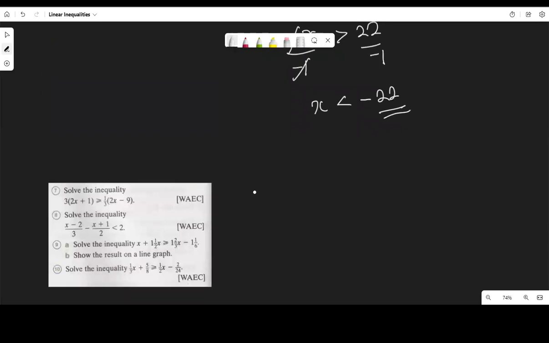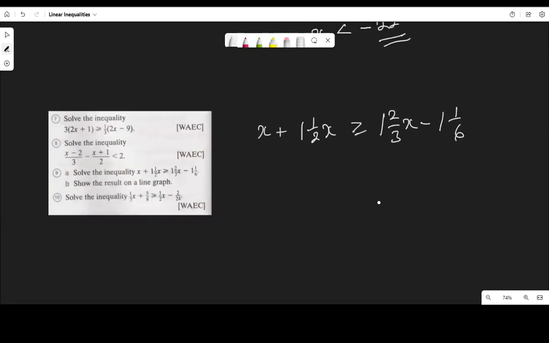Example 9 of question 9.6. Solve the inequality x plus 1 whole number 1 over 2x is greater than or equal to 1 whole number 2 over 3x minus 1 whole number 1 over 6, and show the result on a line graph.